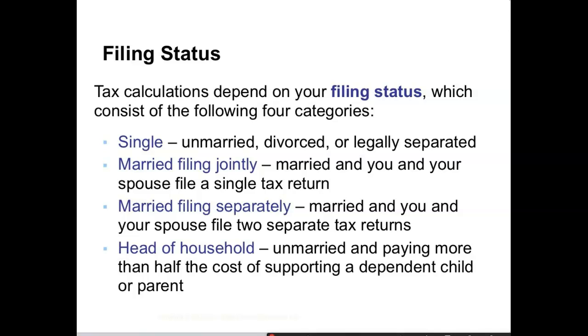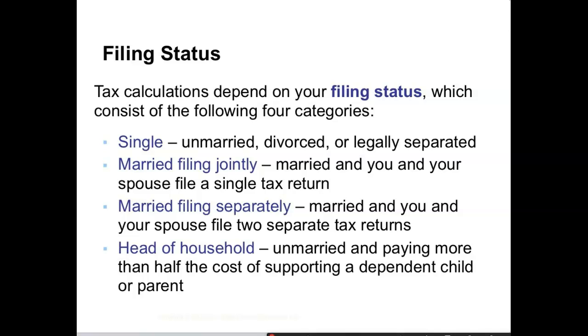So now we'll talk about filing status. So your tax calculations will depend on your filing status, which consists of the following 4 categories. Single means you're unmarried, you're divorced, or you're legally separated. Married filing jointly. That just means you're married and the 2 of you are going to file a single tax return.